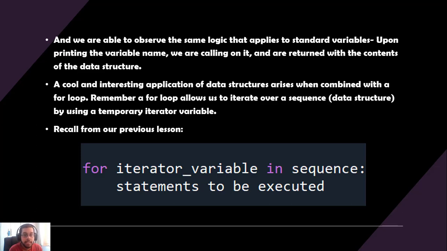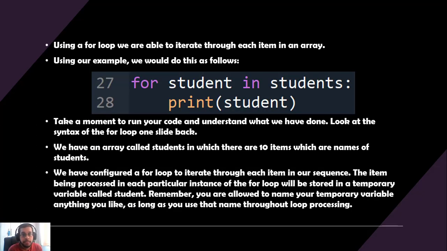Recall from our previous lesson: for iterator variable in sequence, statements to be executed. Using a for loop, we are able to iterate through each item in an array. Using our example, we would do this as follows. For student in students, print student. Take a moment to run your code and understand what we have done.